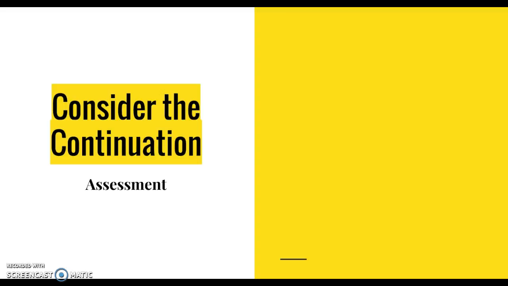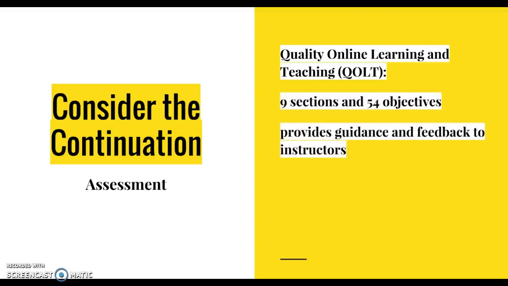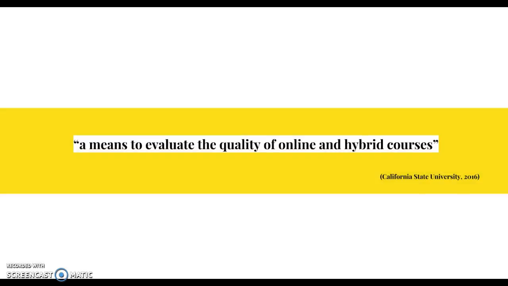Unfortunately, there isn't a lot of research on the hallmarks of a successful online course. However, California State University Chico has developed a quality online learning and teaching or QOLT rubric. The rubric contains 9 sections with 54 objectives, provides guidance and feedback to instructors, recommends steps for mobile platform readiness, and solicits student feedback, all as a means to evaluate the quality of online and hybrid courses.